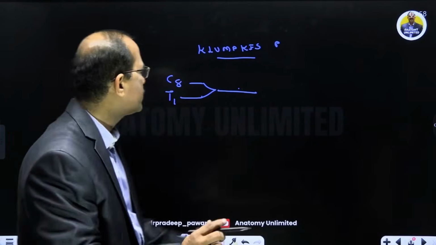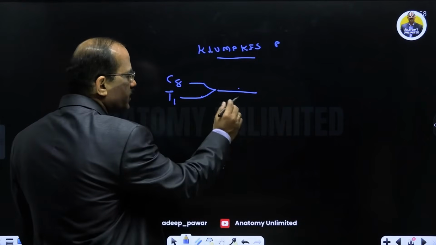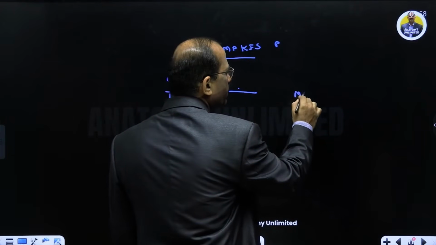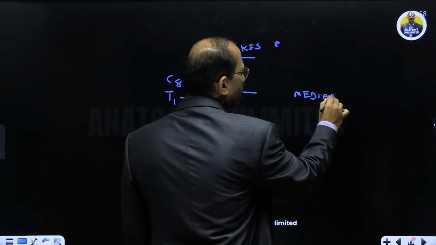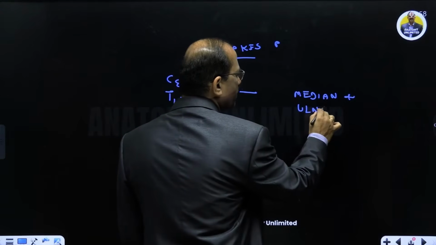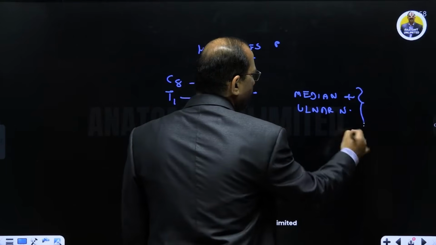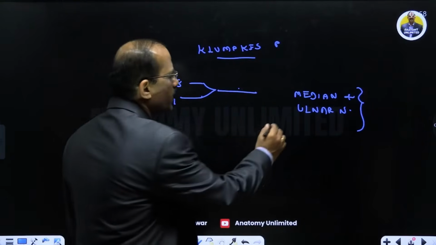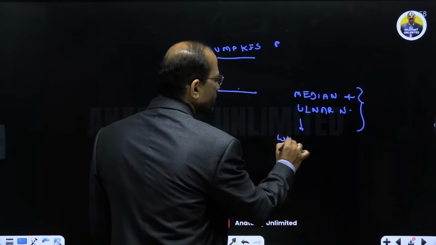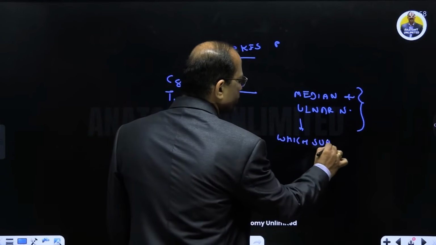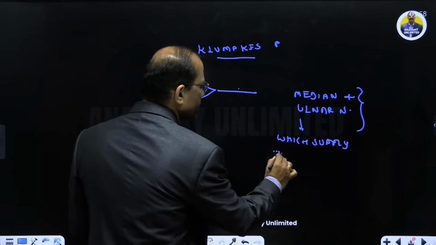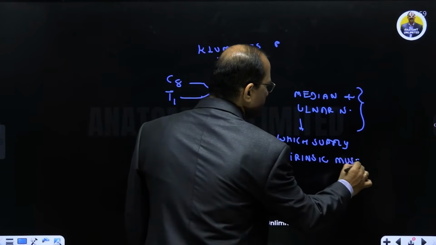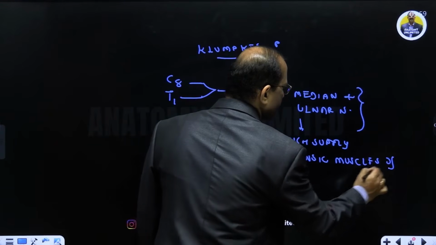Now, which roots are involved? C8 T1. Now, this C8 and T1 is mainly present in median and ulnar nerves. Median and ulnar nerves में होता है. This C8 and T1 is mainly present in median and ulnar nerves, which supply the intrinsic muscles of the hand.